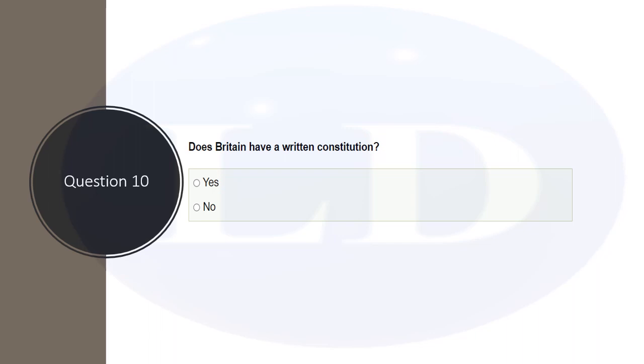Does Britain have a written constitution? Very simple question, but very important. No, Britain does not have any written constitution. A constitution is basically the book of law by which a country is governed or run. So the British Constitution is not written. Most countries in the world have written constitutions.